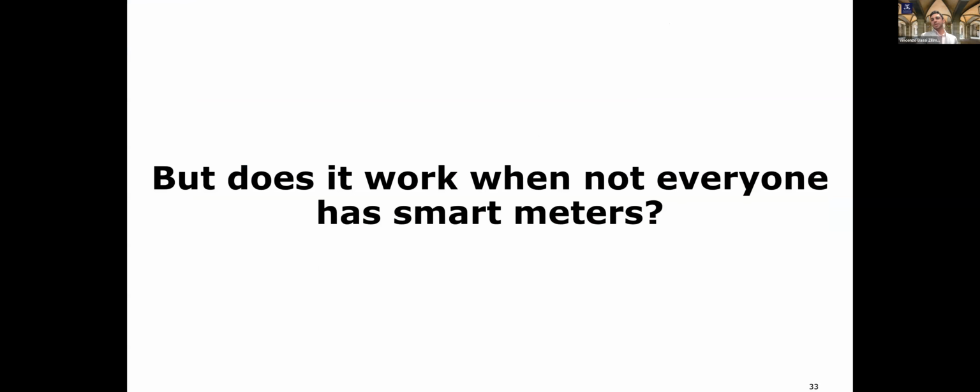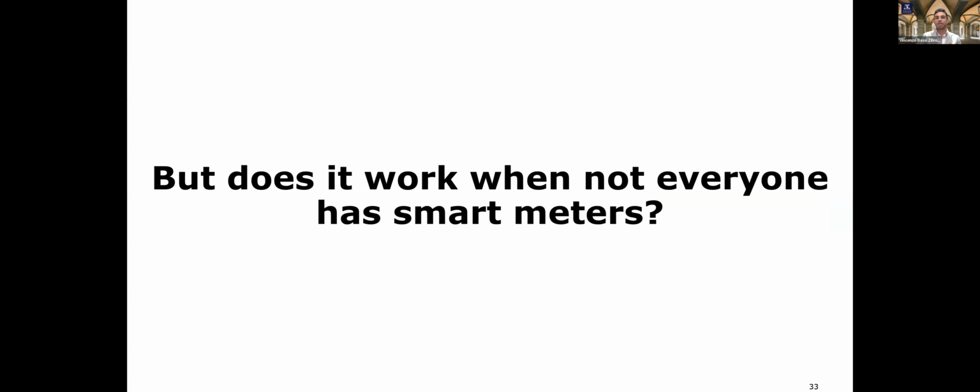Now, the big question here is, does this work when not everyone has smart meters? This question is important because here in Victoria, we have C&I customers, commercial and industrial customers, whose data is managed by third parties. This means that it's not really available for DNSPs. And outside Victoria, we have partial smart meter deployment. Although it's going to increase in Australia up to 2030, it's not going to be full deployment.